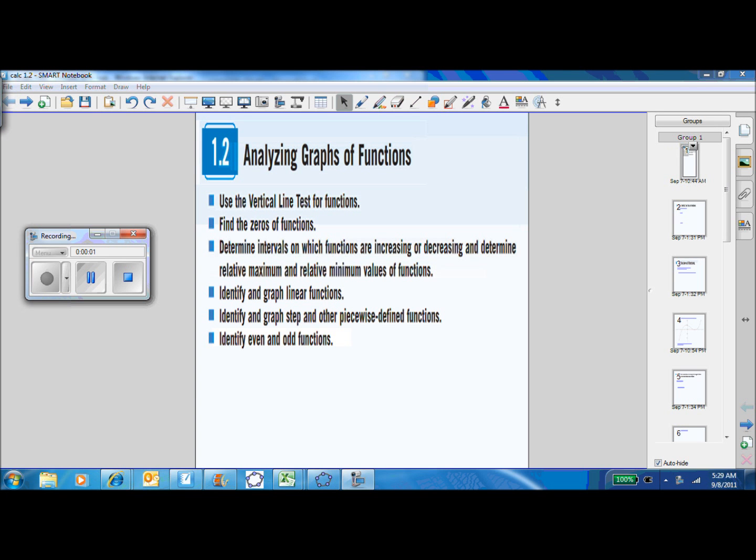Greetings, calculus students. This is 1.2, Analyzing Graphs of Functions, where we'll be going over a lot of ideas, and many of them you touched on already in the P chapter.